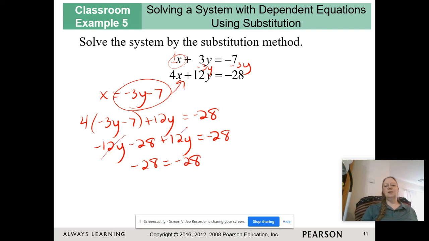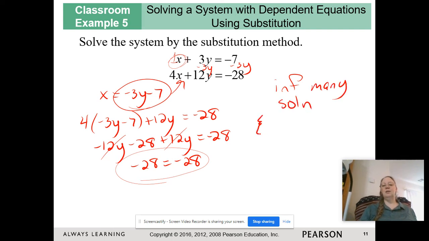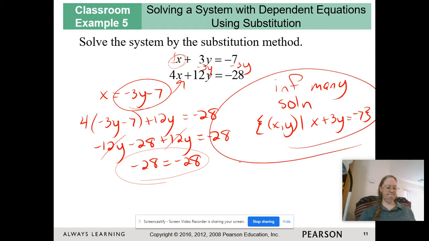And notice once again, my variables canceled out. They're completely gone. And I'm left with two numbers. One number is equal to another number. And in fact, they are equal to each other. So this is the case where it ends up being the same line, infinitely many solutions, which again, in set notation, just pick one of the equations, x plus 3y, like that.